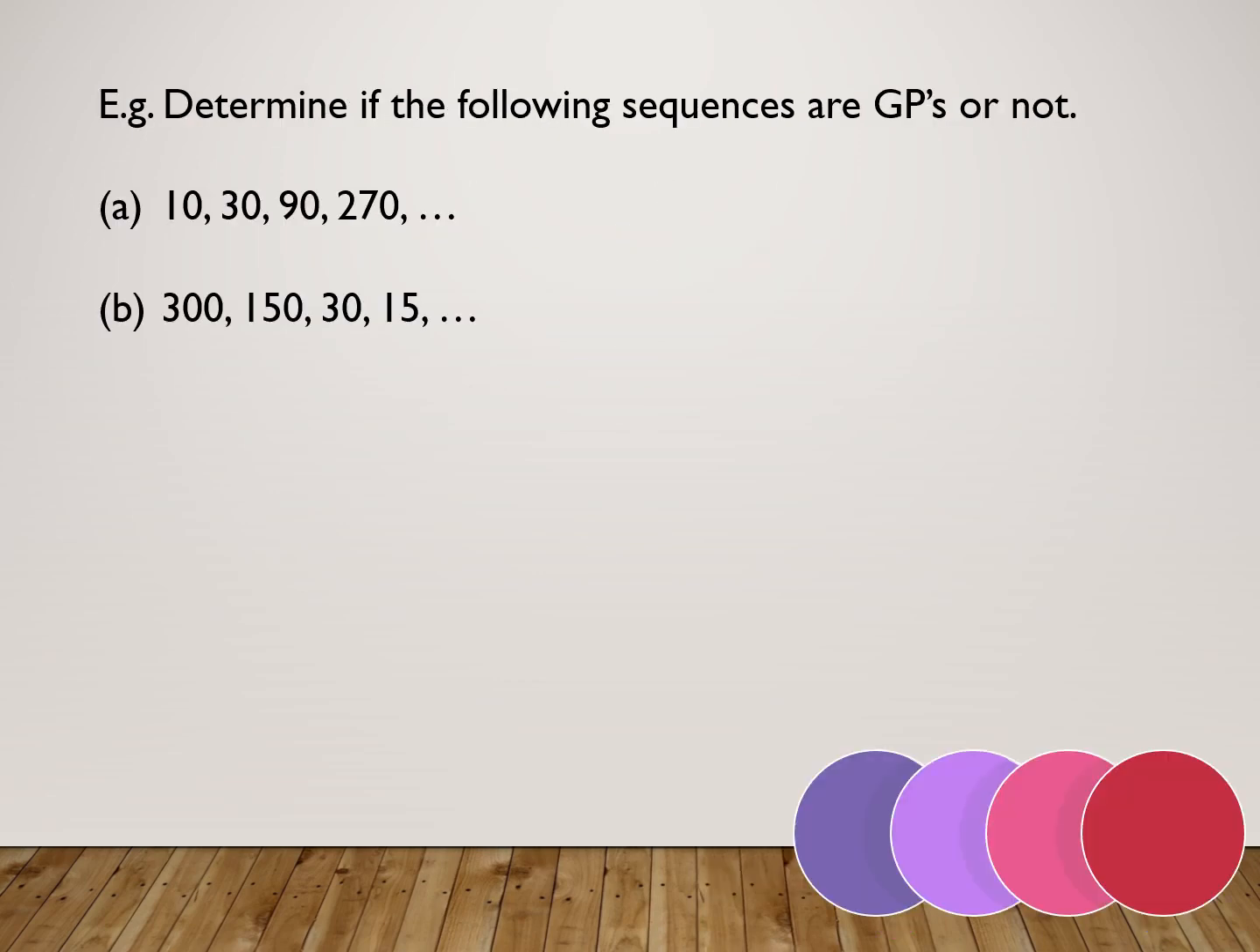Okay, determine whether the following sequences are GPs or not. So we're just going to put them into our ratio formula. So the second term divided by the first has to equal the third divided by the second, has to equal the fourth divided by the third.